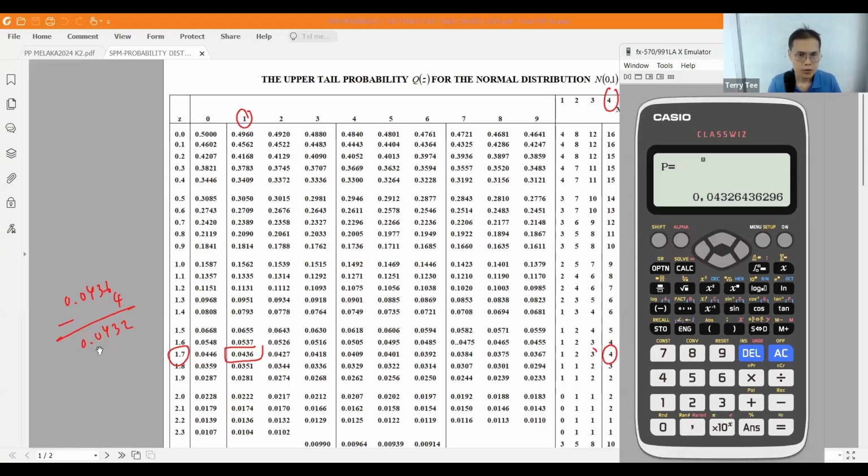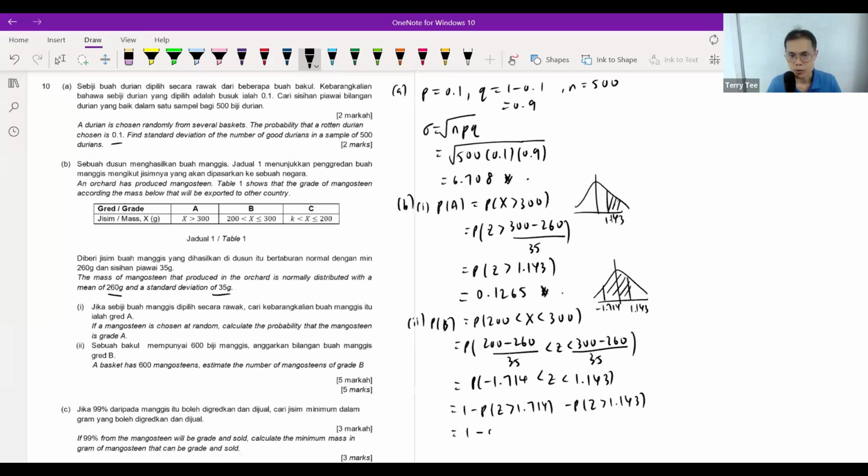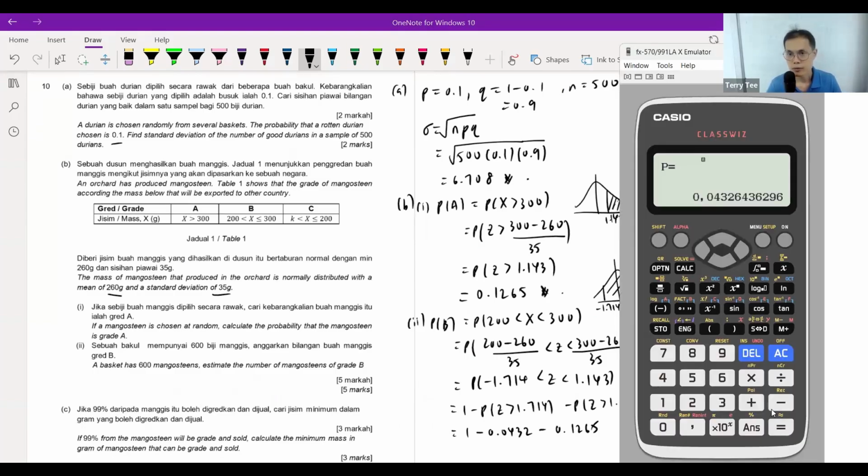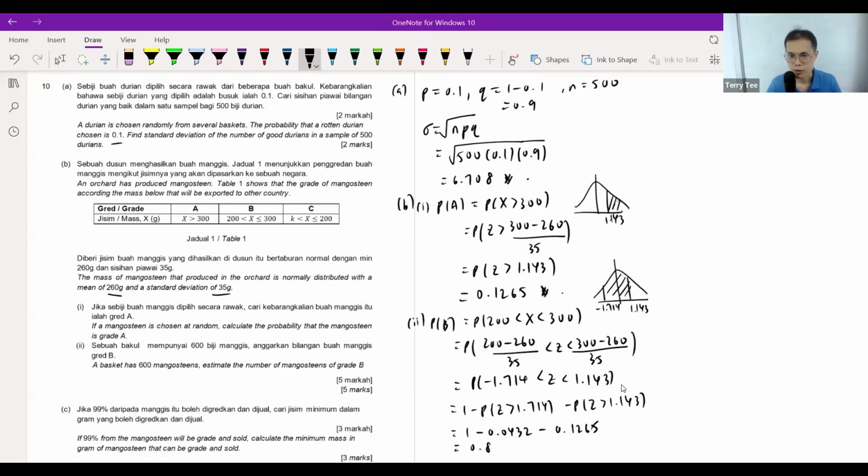Now, 0.0432. I'm going to use this answer, 0.0432. Let's clear this. This is 0.0432, and the one we got earlier is 0.1265. So let's do 1 minus 0.0432 minus 0.1265. You will get 0.8303. Okay, this 0.8303 means around 83% of them are grade B.